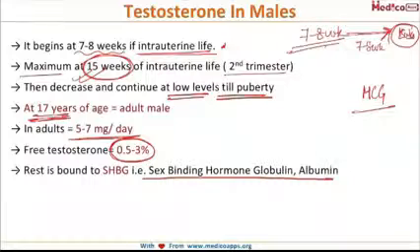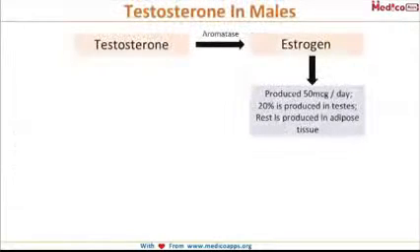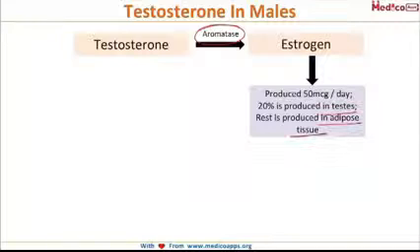Now this testosterone in males is converted into estradiol and dihydrotestosterone. And what are the enzymes involved in this? The testosterone is converted into estrogen by the enzyme aromatase. And where does it occur? 20% of this aromatization occurs in the testis and the rest in the adipose tissue. And this aromatization converts testosterone into estrogen. And what is the daily production of estrogen? It is 50 microgram per day.